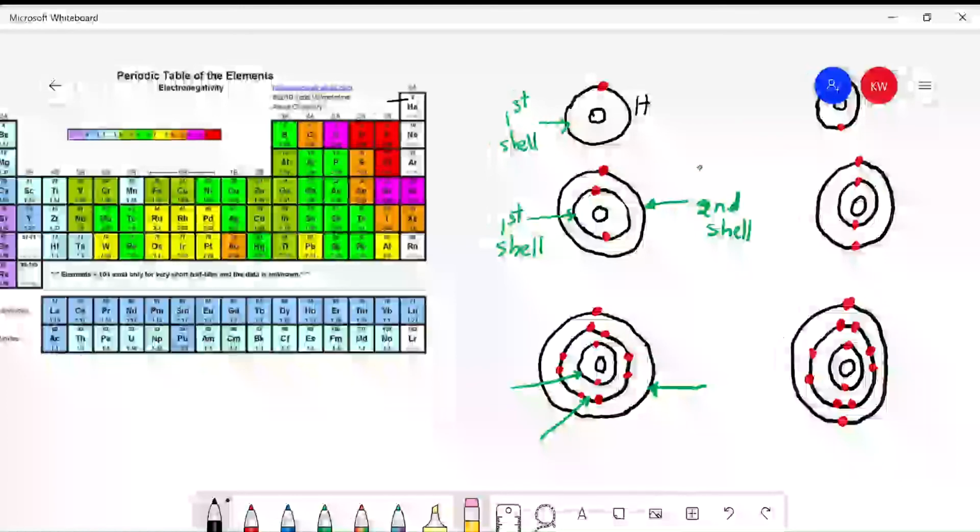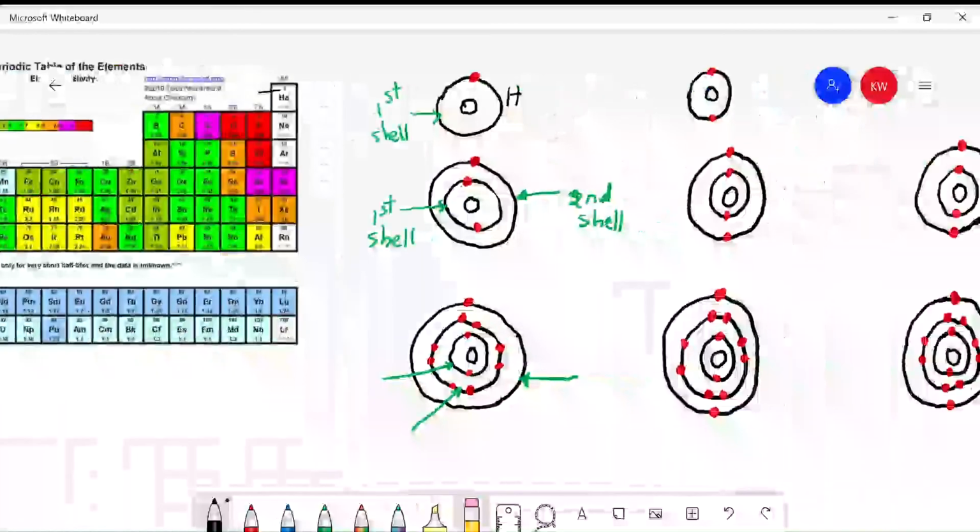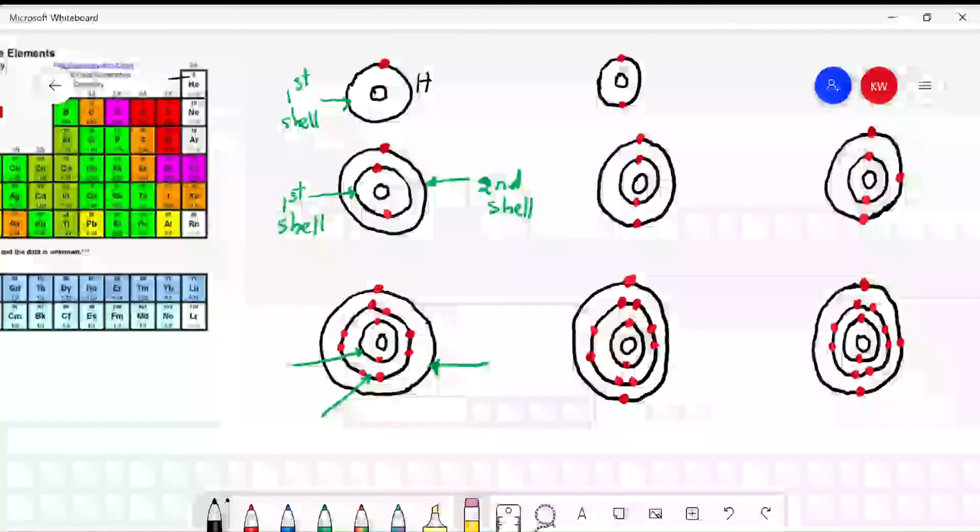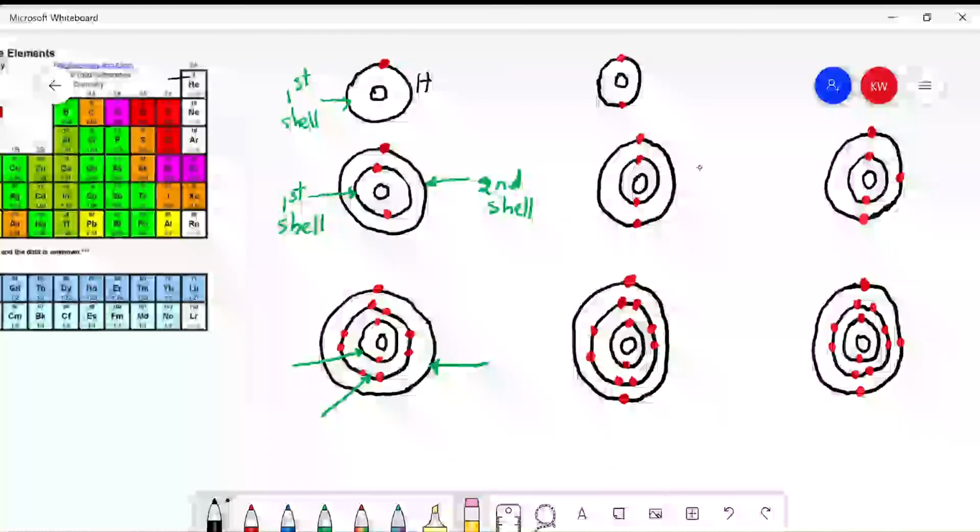As we go across, we're adding electrons to the same shell, and we're also adding protons. So this increases the nuclear charge. As we go across, the nuclear charge is pulling on the valence electrons more and more. So this is experiencing a pull. This one experiences a greater pull because we have one more proton here. So as we go across, the size of the atom will decrease.